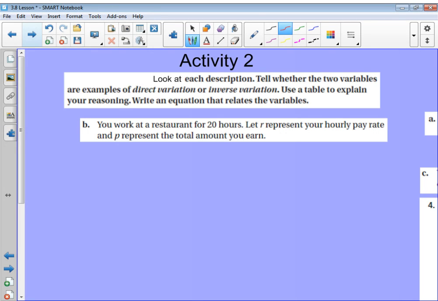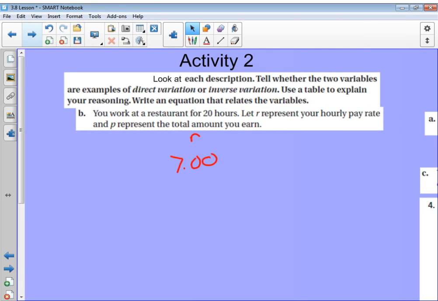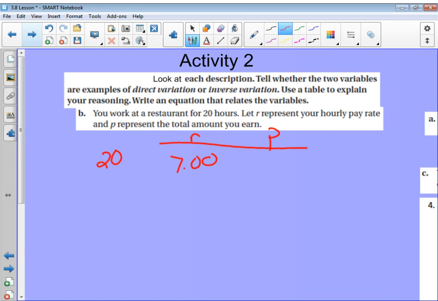So let's say one person gets $7 per hour. Okay, and that's our pay rate represented by R, so they wanted us to use an R for that. I'm going to shift this up. And then P is going to represent our amount earned. Okay, so let's see. If we got paid $7 per hour and we worked 20 hours, because everybody's working 20 hours, well, 20 times our 7 would give us $140.